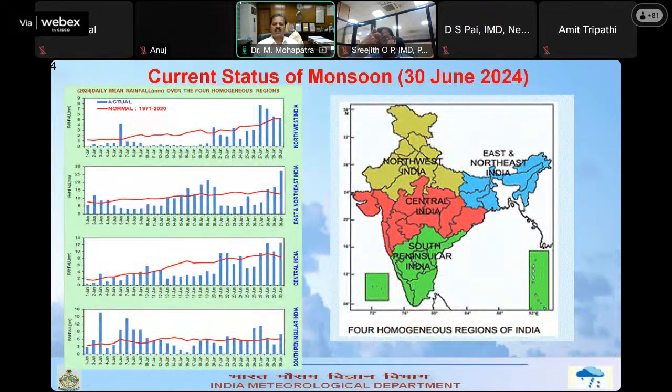Now, the current status as on 30th June, if you look at different parts of the country. For example, Northwest India got good rainfall activity starting from 20th June onwards. Prior to that, there was not much activity.